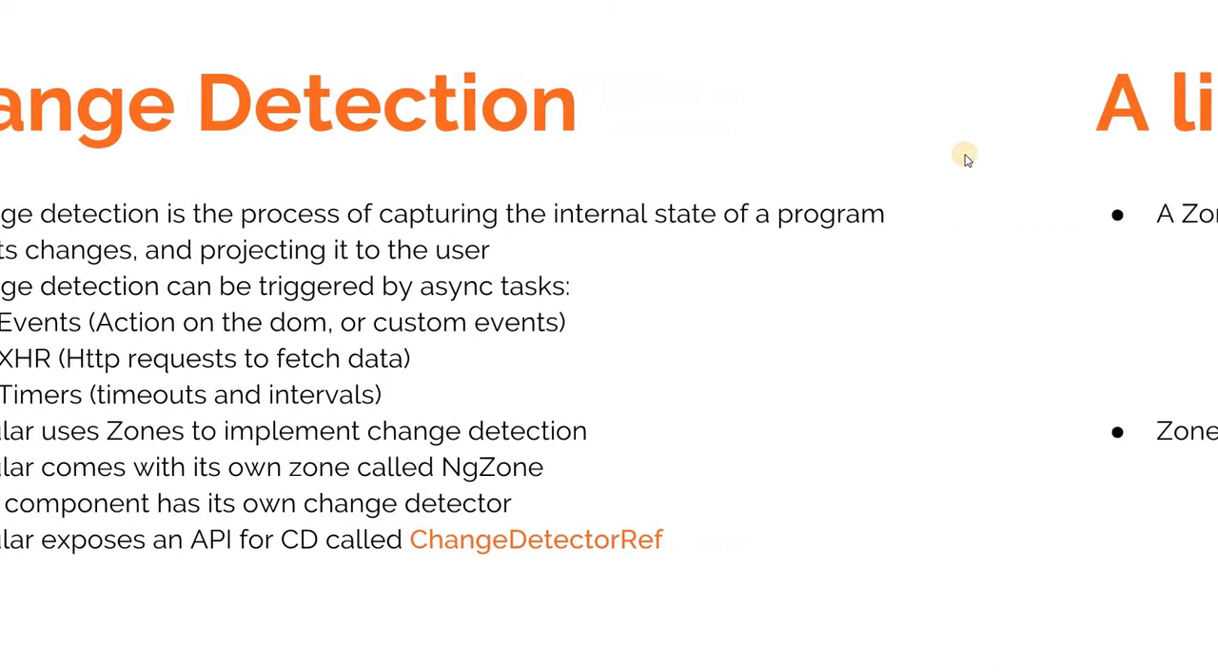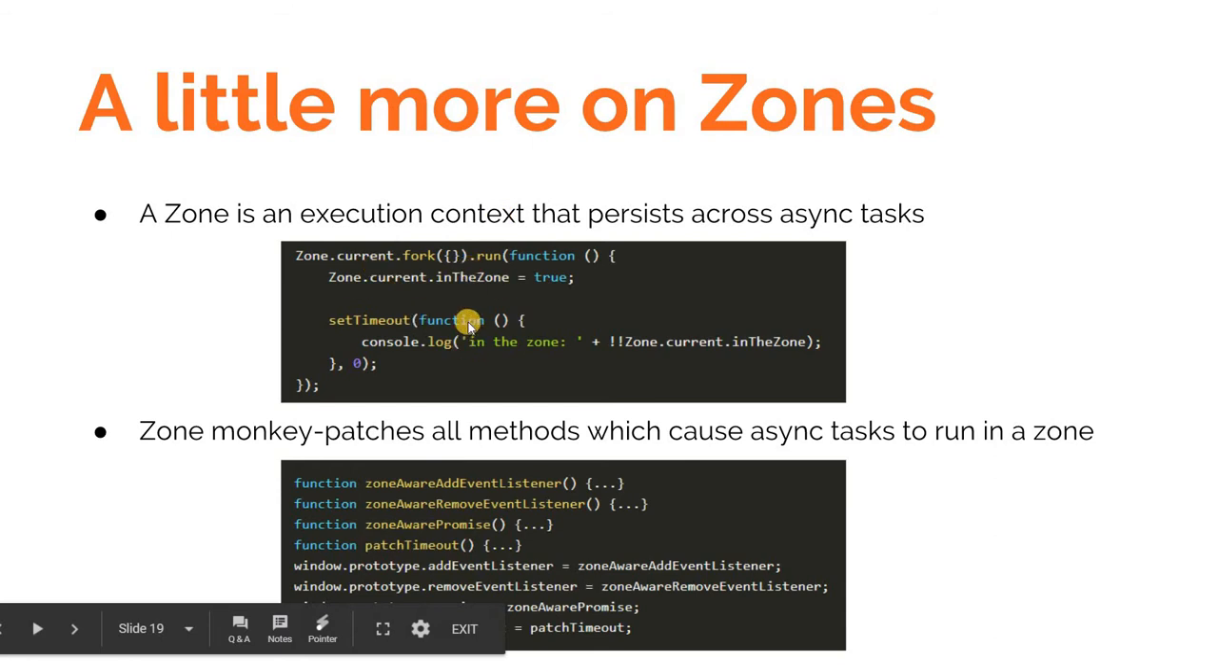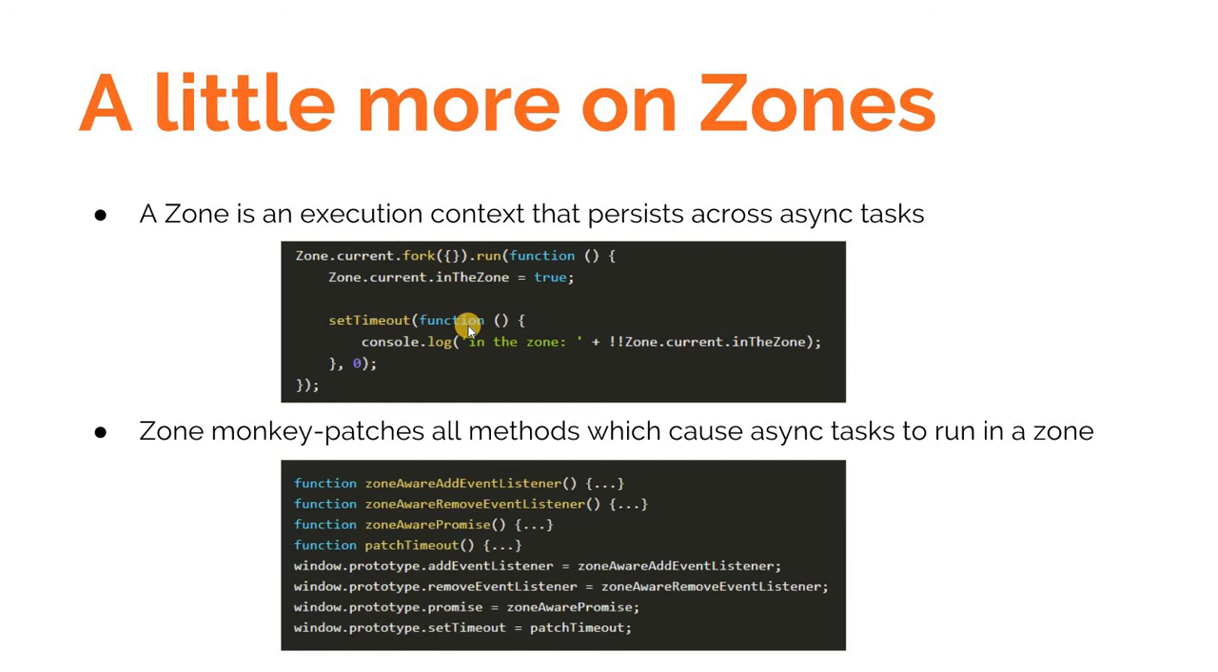Now how exactly does this zone work? What happens is that a zone is forked, and then the run method on that forked zone is called, and whatever function or asynchronous task or code that we are writing would be run inside that particular zone. Here is one of the examples of that. Whenever there is a setTimeout function call, that would be run inside a zone.